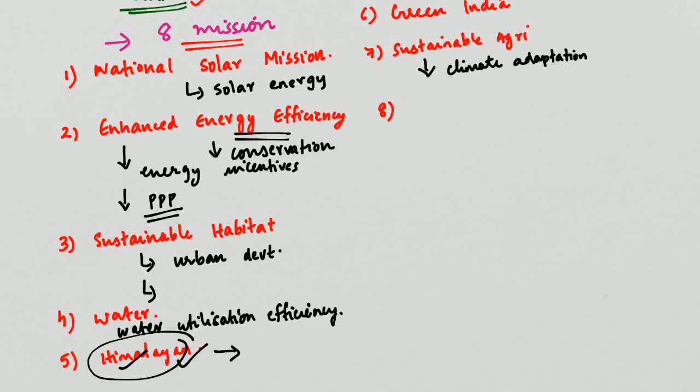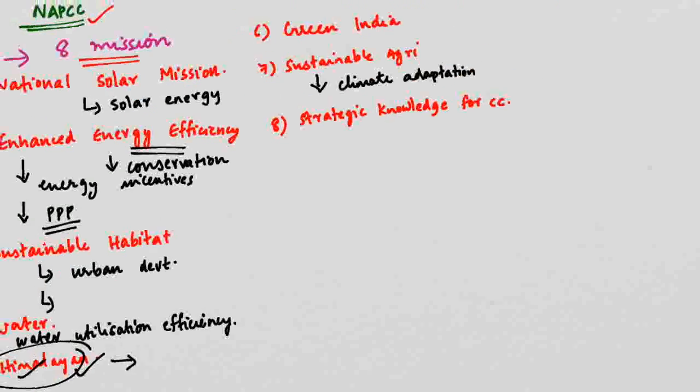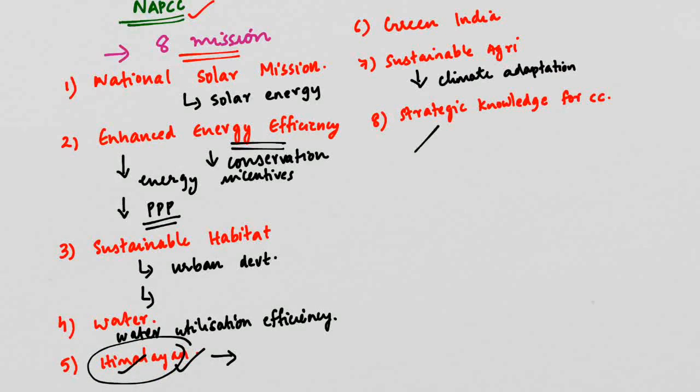Now the eighth and the last mission under the National Action Plan for Climate Change is the National Mission on Strategic Knowledge for Climate Change. There are mainly 2 targets under it. The first one is to enhance private sector participation in order to build adaptation and mitigation technologies via venture capital funds, VCFs. The second target is to achieve an enhanced perception of climate science, impacts, threats, etc. So these are briefly the 8 missions under the National Action Plan for Climate Change.